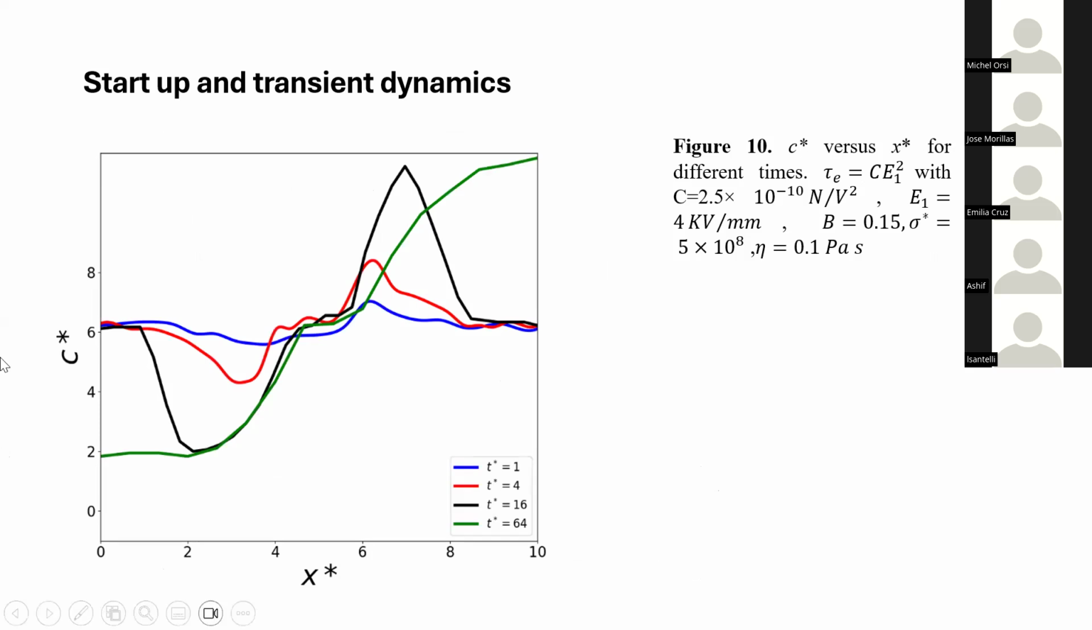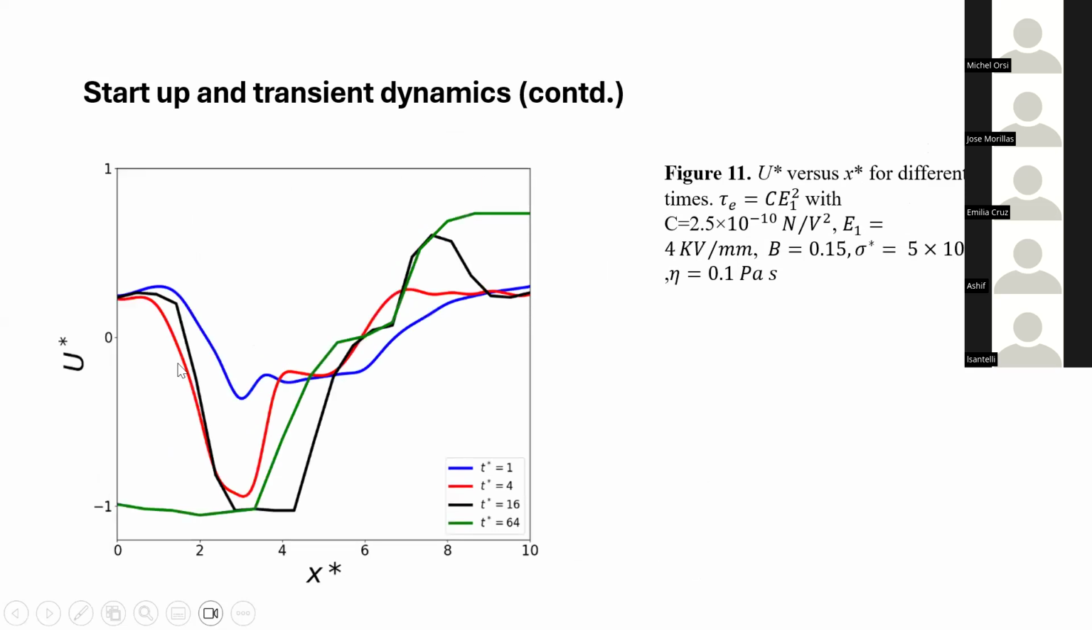So these are the startup and transient dynamics. We see that gradually at T star equal to 64, there is a depletion zone and a strong enrichment zone. This is the value of U star versus X for startup. Also, as it reaches steady state, that is T equal to 64, we get a depletion zone and a strong enrichment zone.